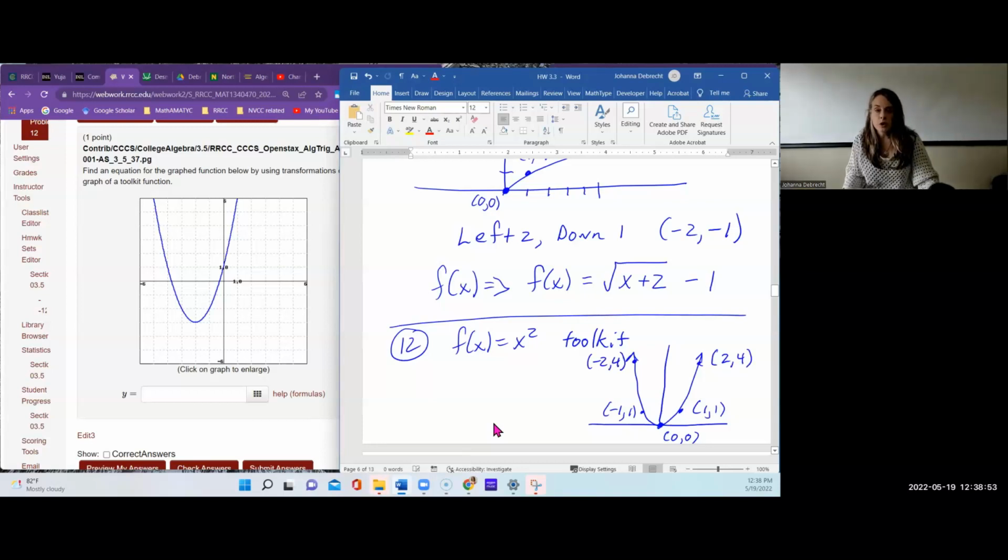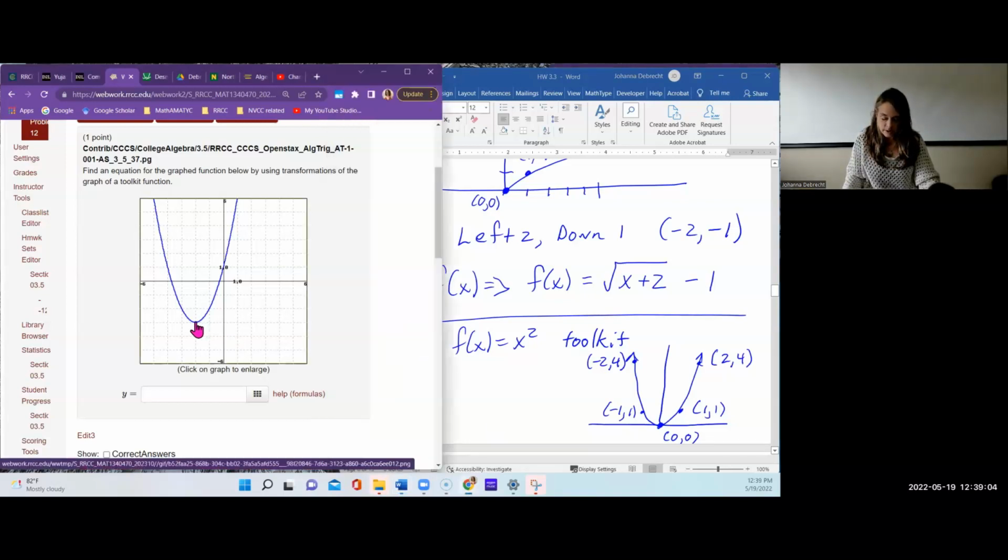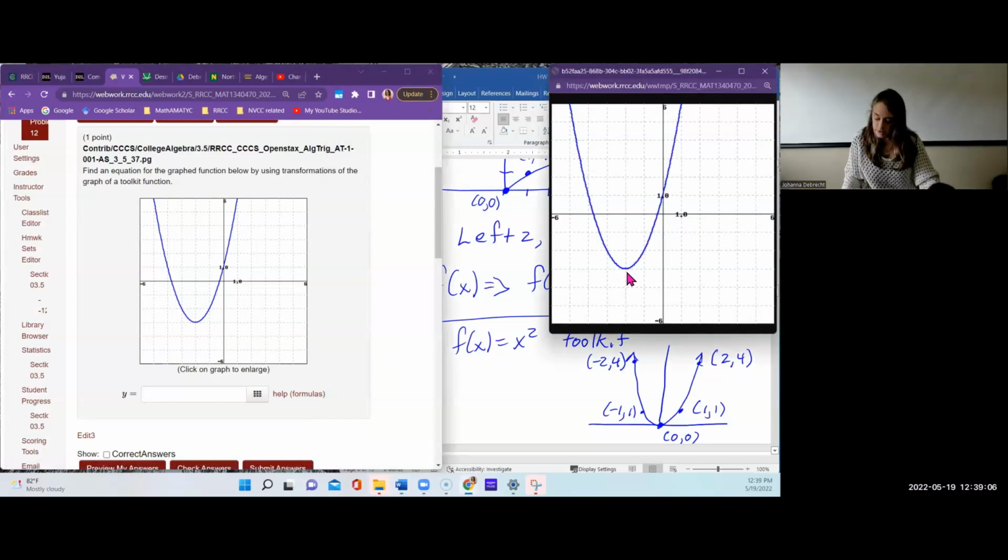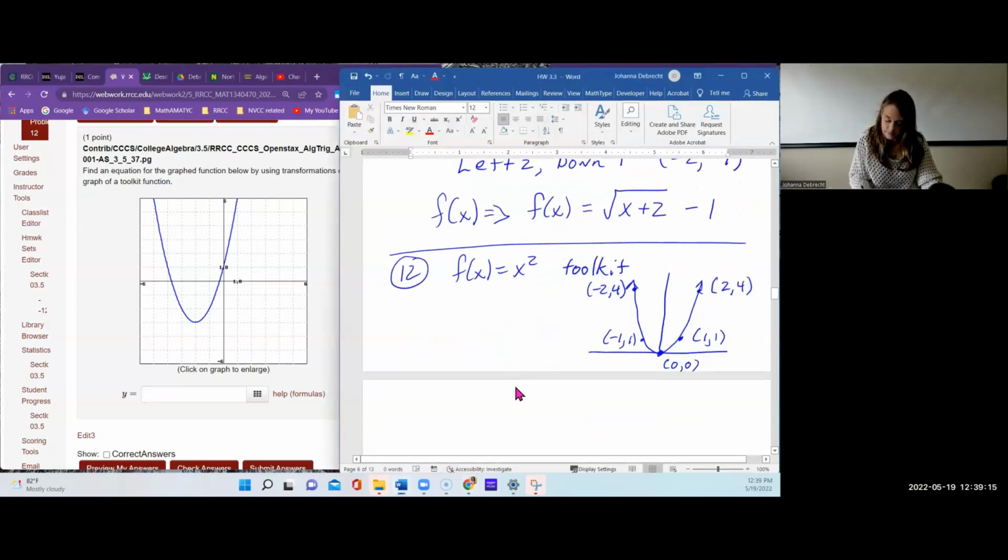We need to make sure that there was not a vertical stretch or compression or a horizontal stretch or compression by checking the relationship between the points. Let's locate the vertex on this one over here. The vertex looks like it's been shifted from the origin, left 2, down 3. That means the vertex ended up at negative 2, negative 3.